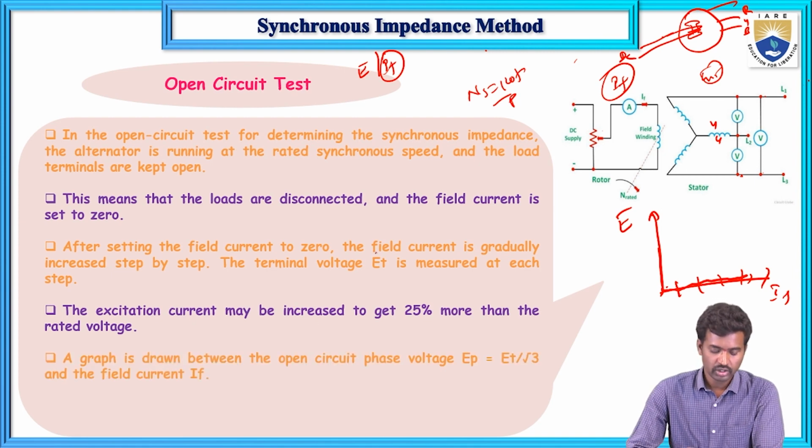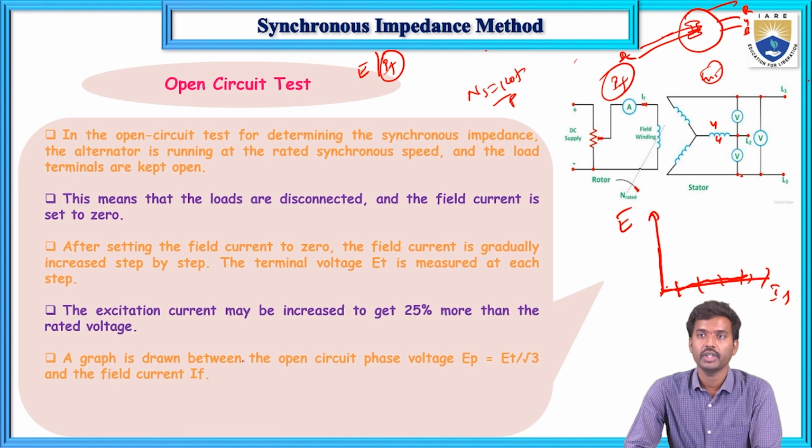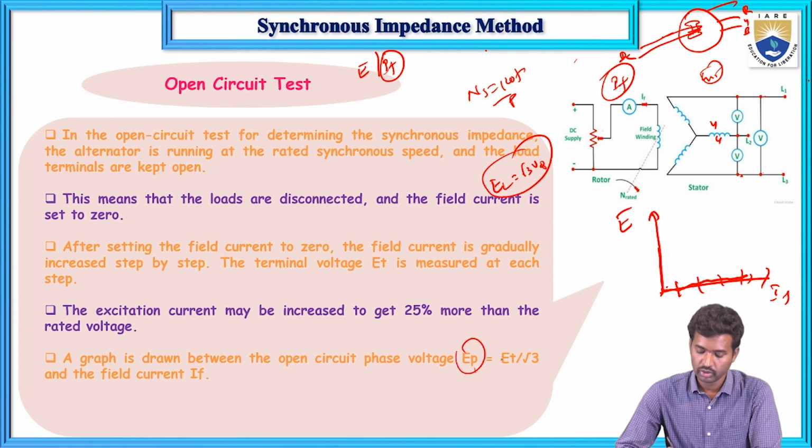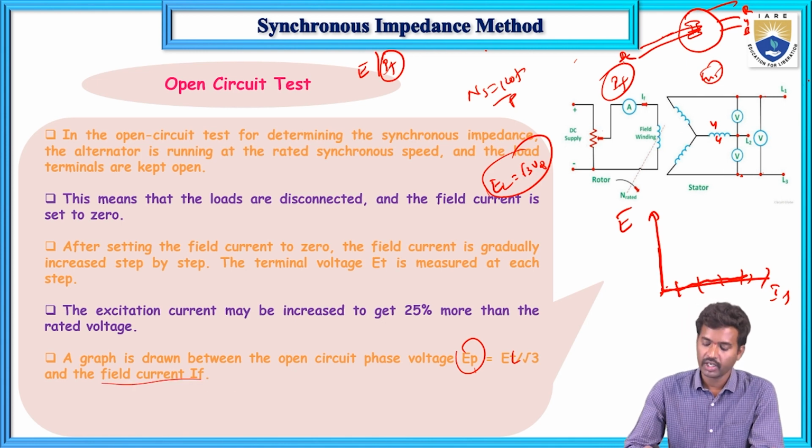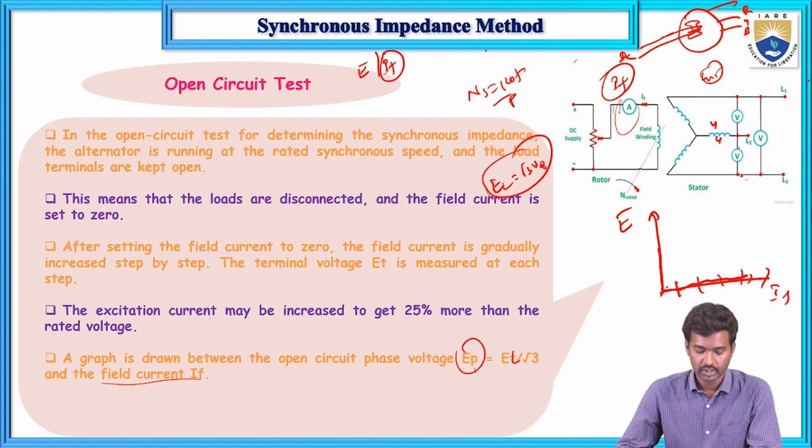Now draw the graph between open circuit voltage, open circuit phase voltage. This is line voltage, so from the line voltage we can calculate the phase voltage. E_L equals root 3 V phase, so V phase equals E_L by root 3. This is line voltage and this is phase voltage. And we have field current. Field current can be measured from this ammeter, and line voltage E_L can be measured from these 3 voltmeters, and from this you can calculate the phase voltage.